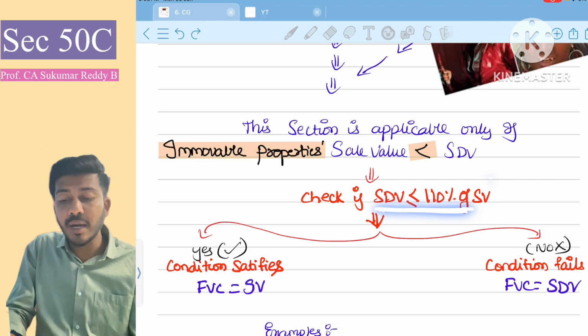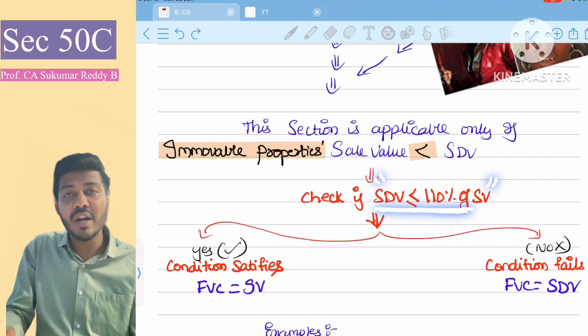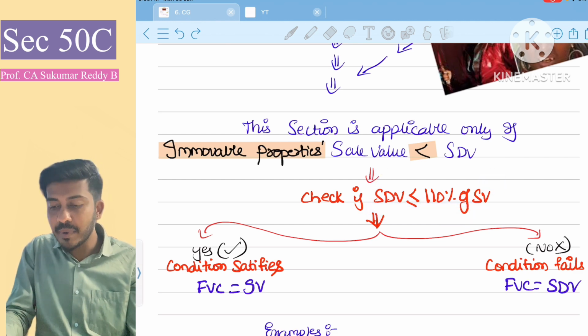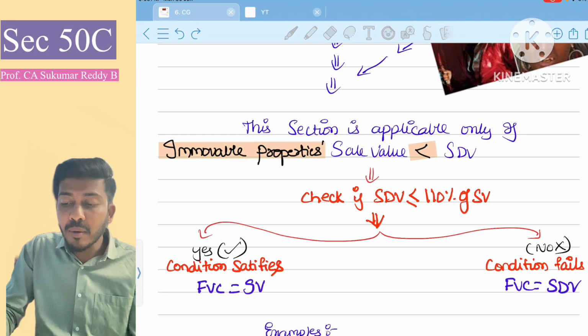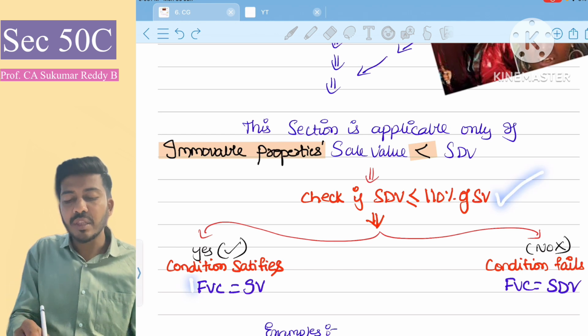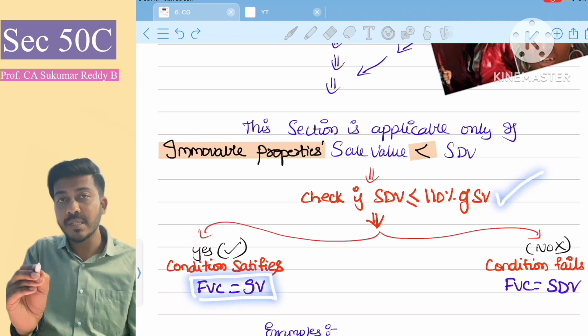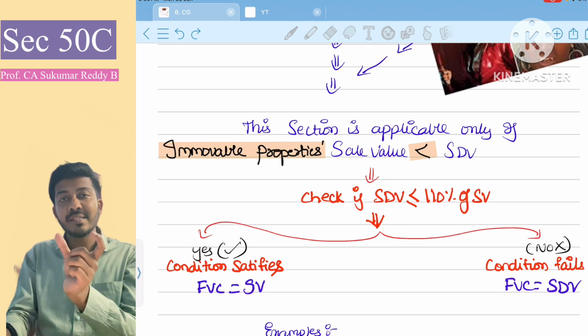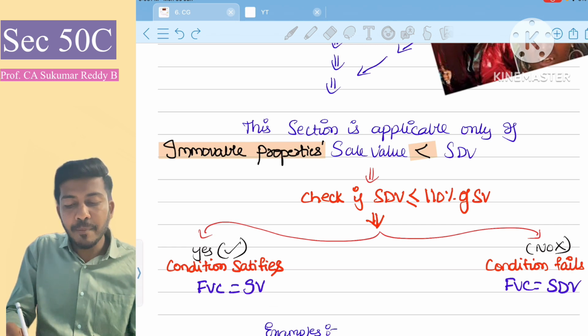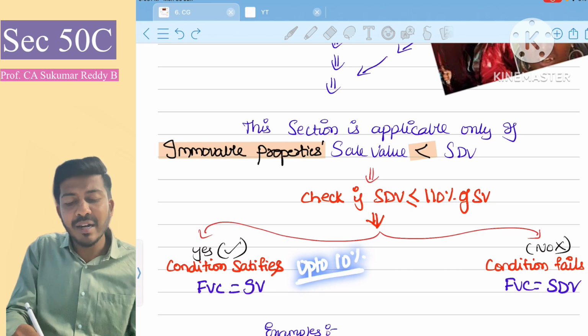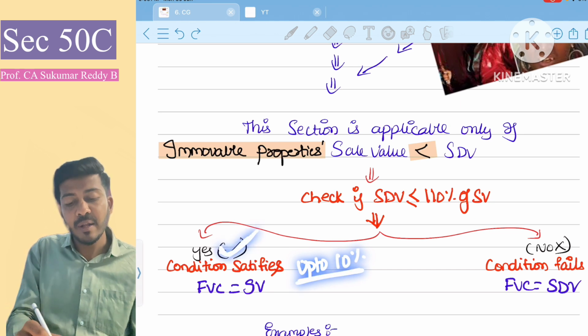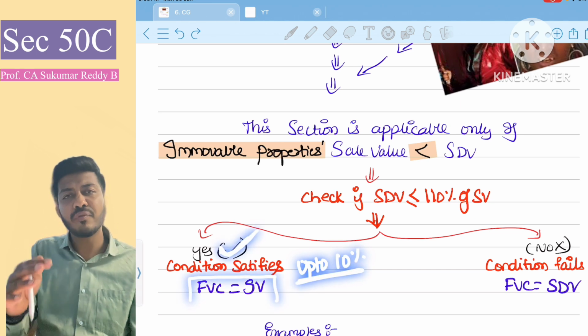So I've created a formula here, which is you have to check your SDV is less than or equal to 110 percentage of SV. If this formula is getting satisfied, the difference is less than or equal to 10 percentage. If the difference is up to 10 percentage, the condition will obviously get satisfied and your sale value will become your full value of consideration.